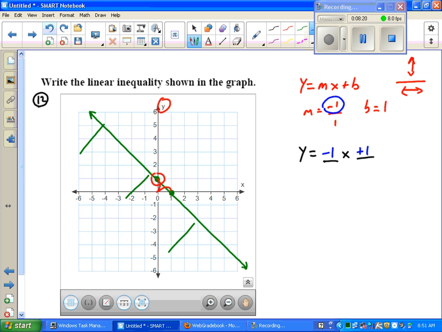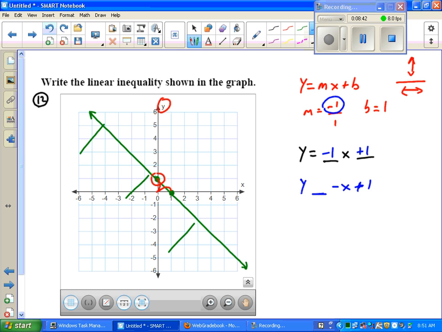But we're not writing an equation. We're writing an inequality, so we have to take this a little bit farther. We need this to say y, instead of equals, y is something negative x plus 1. And again, that something is either going to be greater than or less than, or one of its versions.